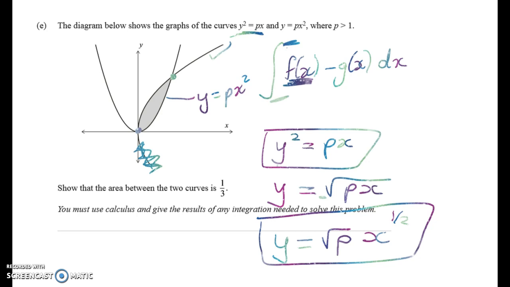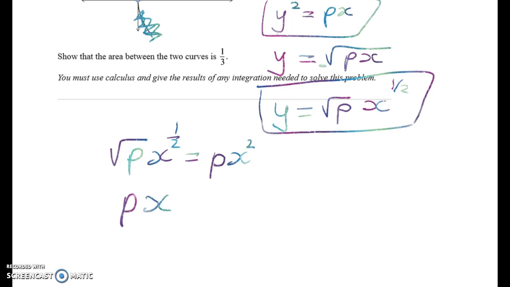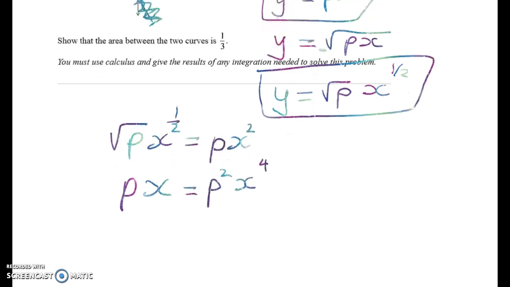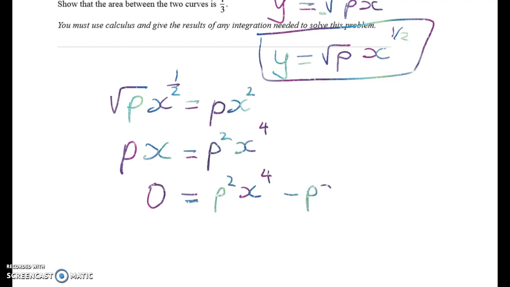So what I have to do now is to find the intersection point, the x value where they're equal. So root p x to the 1/2 is equal to px squared. Now, what do I end up doing? Well, I'm pretty quickly going to square both sides, giving me px is equal to p squared x to the power of 4. Solving that requires me to go like this. So 0 will be p squared x to the power of 4 minus px. Factorising gives me px into px cubed.